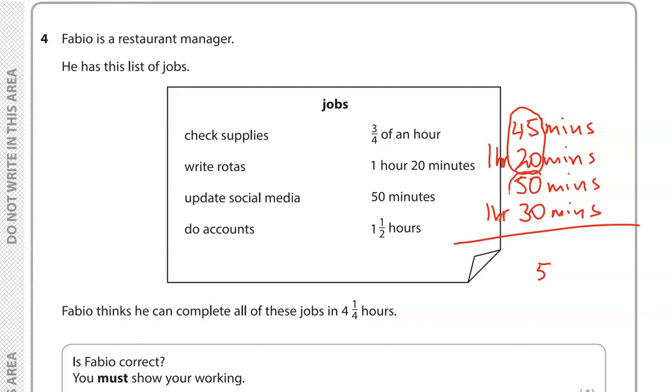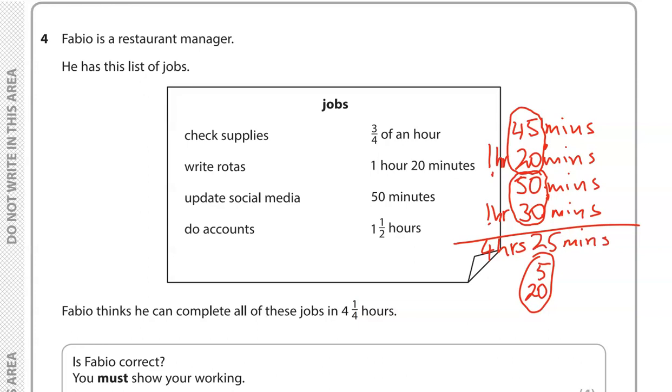And I've got these two. So 30 minutes, I need another 30 to make an hour. 50 take away 30 gives me 20. So I make 1 hour and 20 minutes. So basically 1 hour, 2 hours, 3, 4 hours, and the 25 minutes. So 4 hours, 25 minutes.